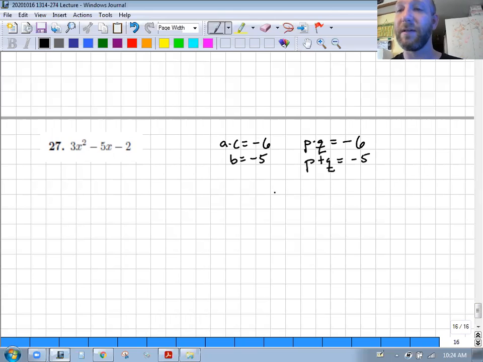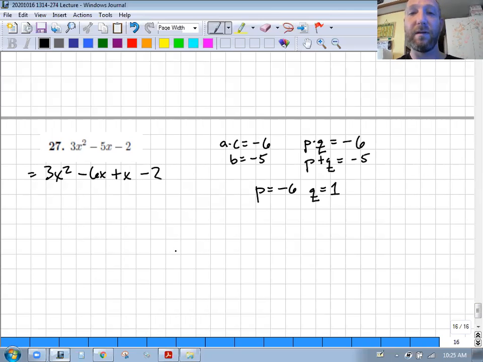What if we have a -6 and a +1, right? They add to give us -5. They multiply to be -6. So if we rewrite this middle term, this -5x, as a -6x plus an x, then for these first 2 terms, if we pull out a 3x, we get an x minus 2, and then we've got an x minus 2 here, right?